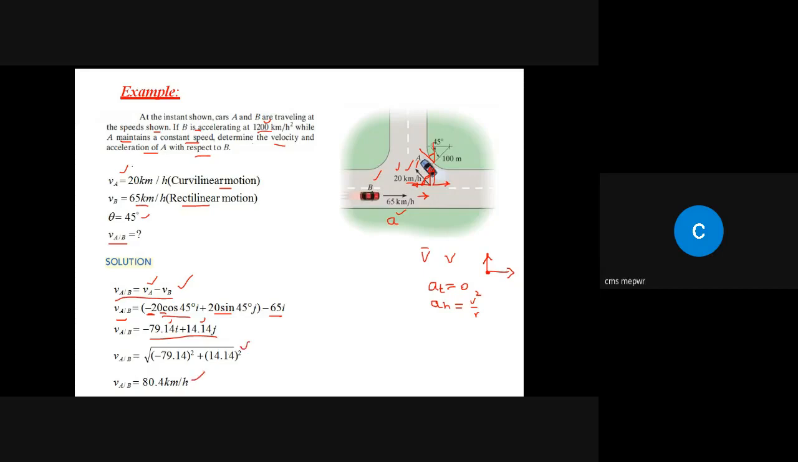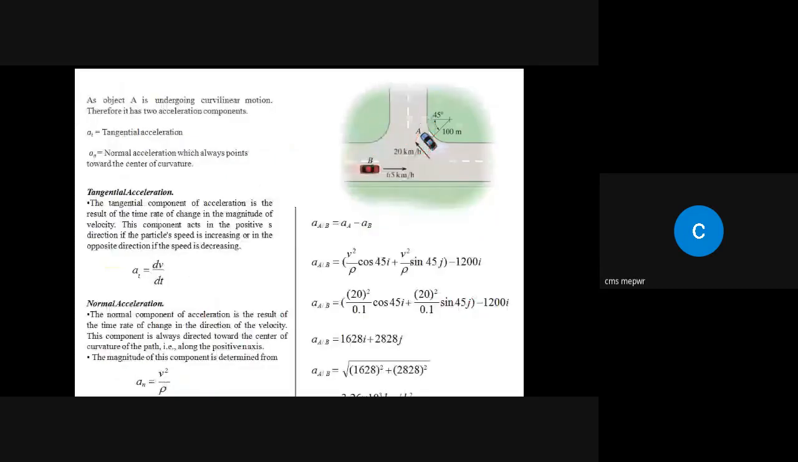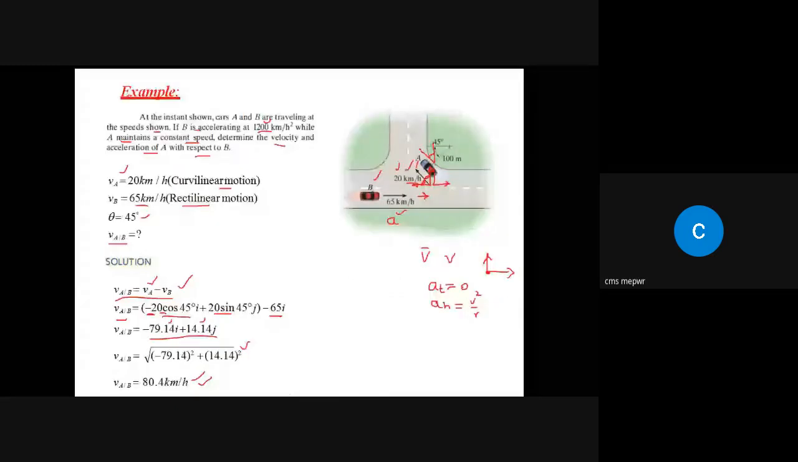So what was required in the question? Determine the velocity and acceleration of A with respect to B. Velocity has been identified, that is 80.4 kilometer per hour. Now we need to find the acceleration, the acceleration of object A with respect to B. We need to find this thing.